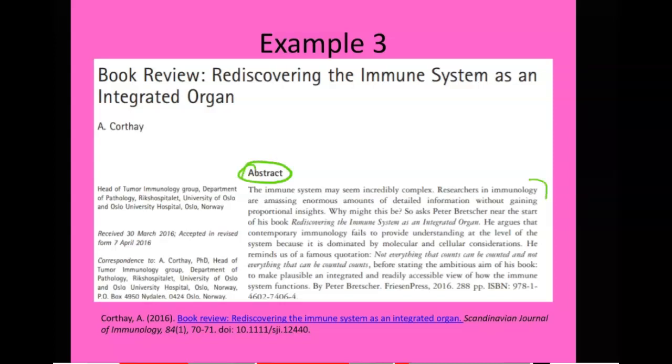But what this abstract is doing, it sort of takes the place of that first, or part of that first paragraph of the traditional 3-part book review, where the writer provides a quick summary of the book by Peter Brecher, and the book is called Discovering the Immune System as an Integrated Organ, right? So the writer presents us with what Brecher argues, and some other general intro into the topic and the content of the book.